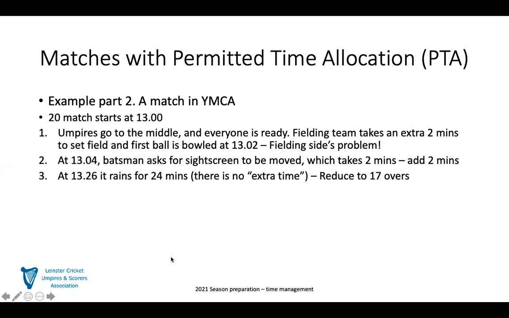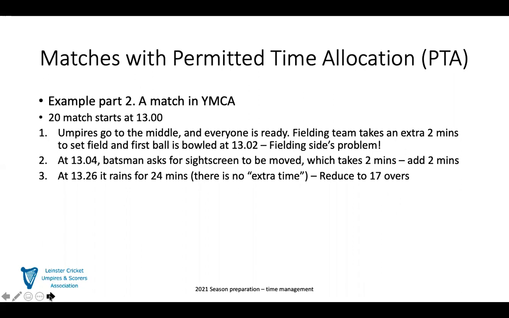Okay. Now, this goes back to the examples that we had at the beginning. So let's just work through it in our heads. So we've been off for 24 minutes, and obviously I've made this example quite easy, and there's no extra time. So we lose 24 minutes in the match at 4 minutes per over, so that's 6 overs off the match. That's 3 overs per innings. So there's no extra time for this example, just to keep it simple. So we're reduced to 17 overs.